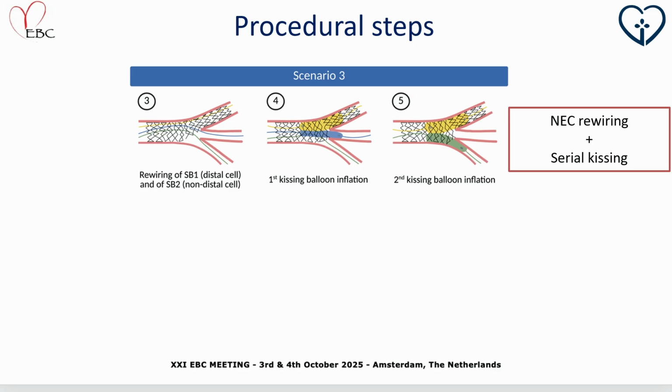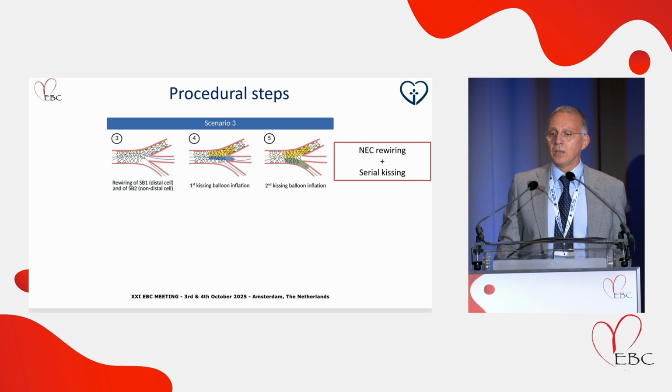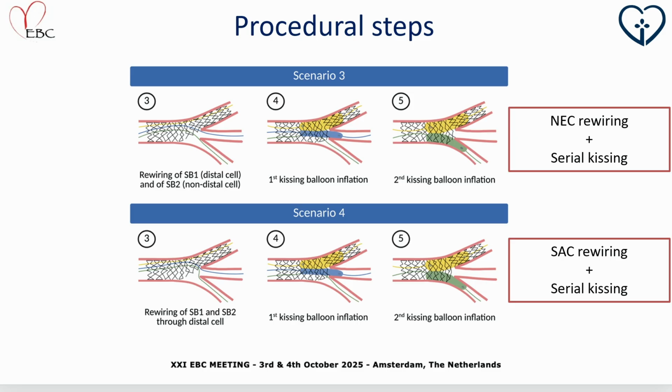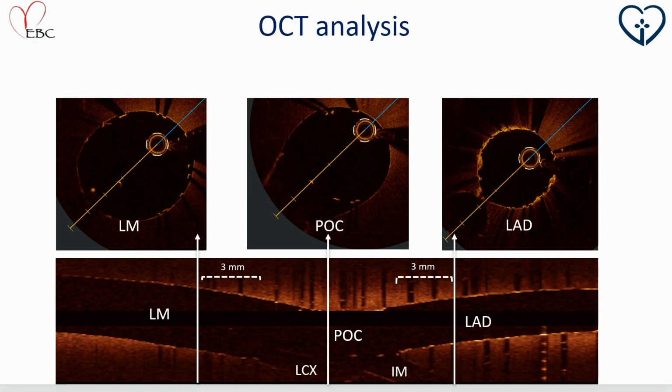That is something that we can use in practice to deal with the trifurcation. Done like that, first kissing with the LAD and ramus, and second LAD and circumflex. And this is called serial kissing. And the fourth scenario was rewiring through same cell, distal cell, and then the same sequence of serial kissing.